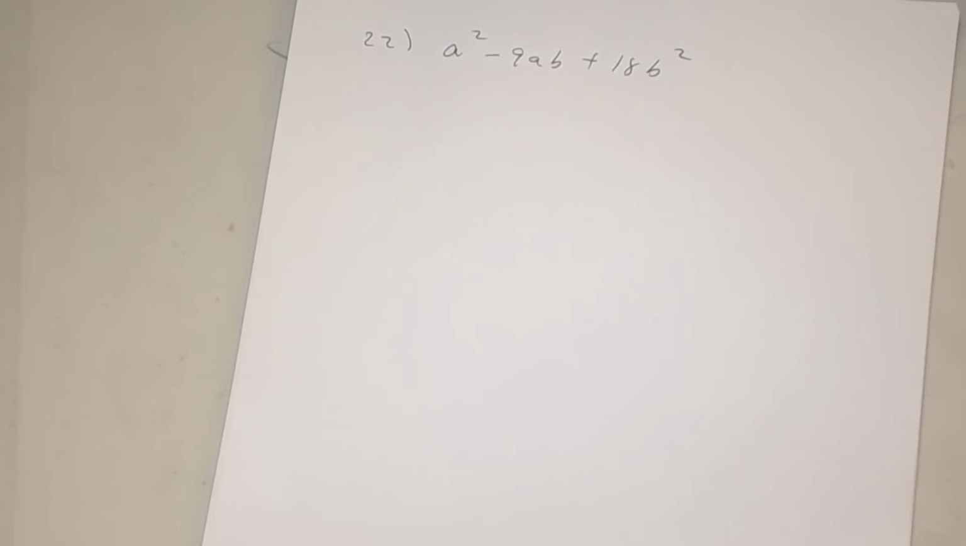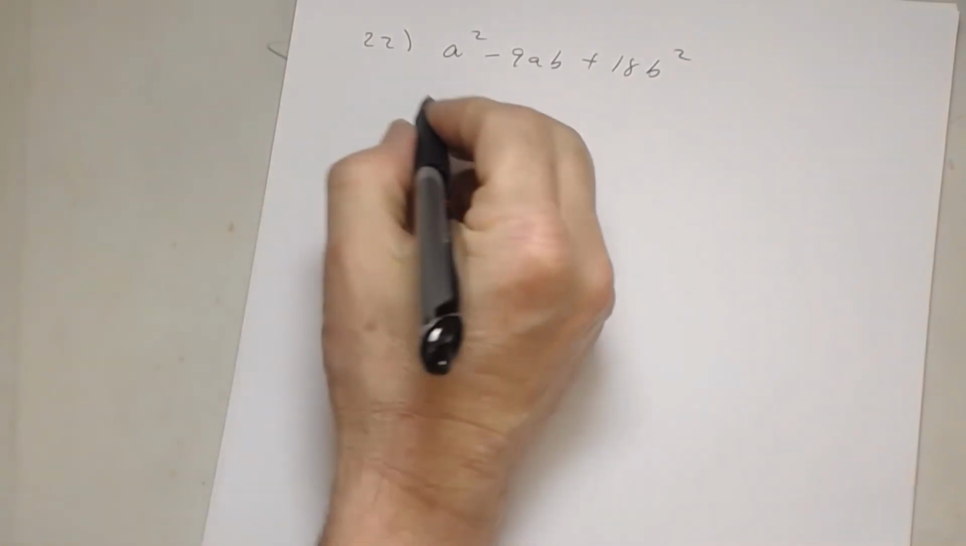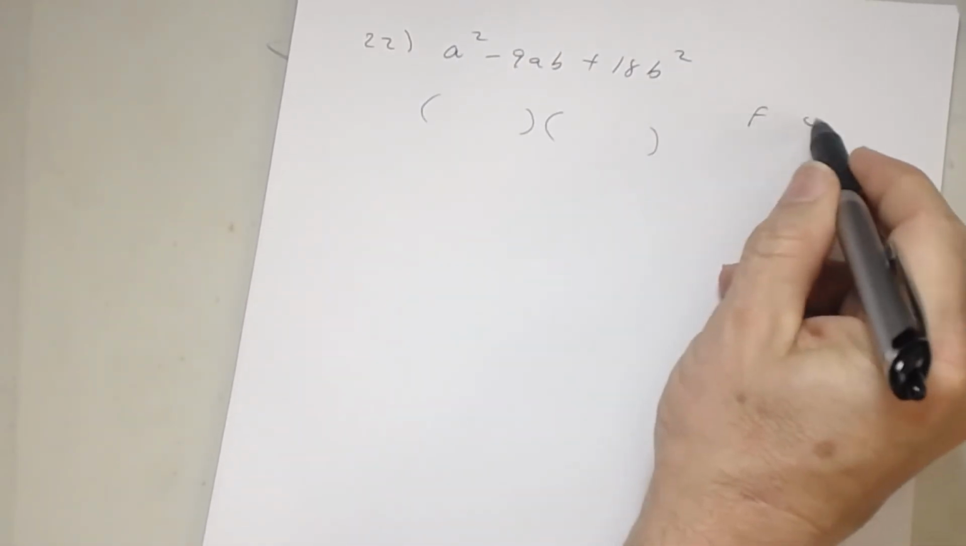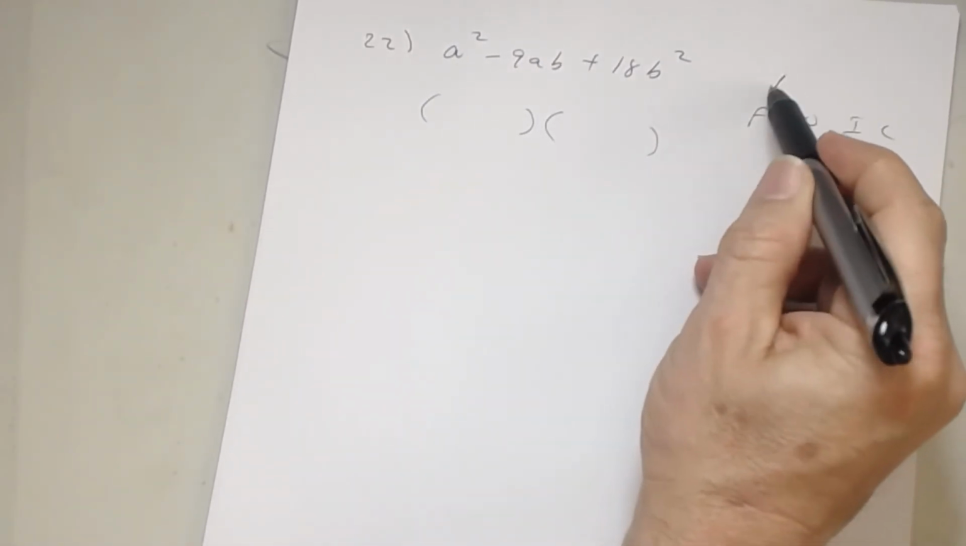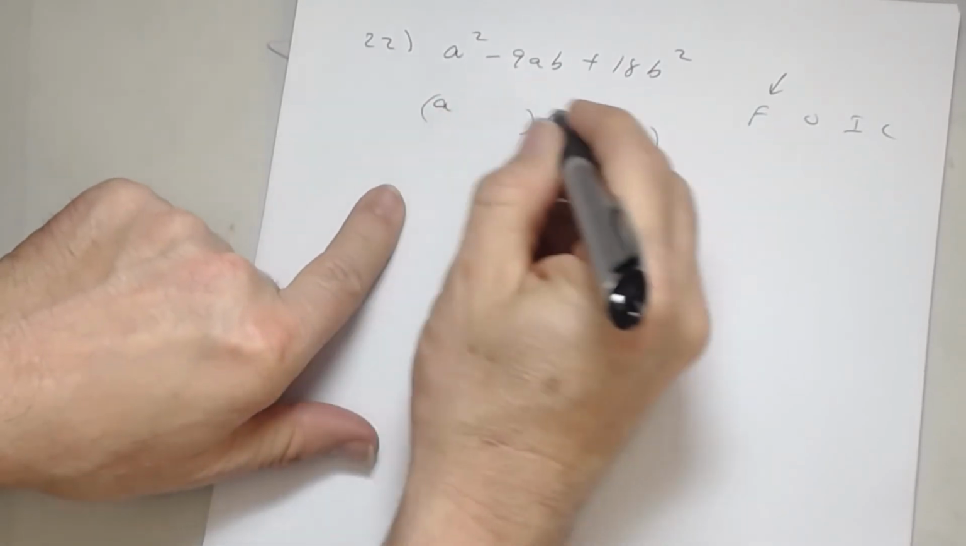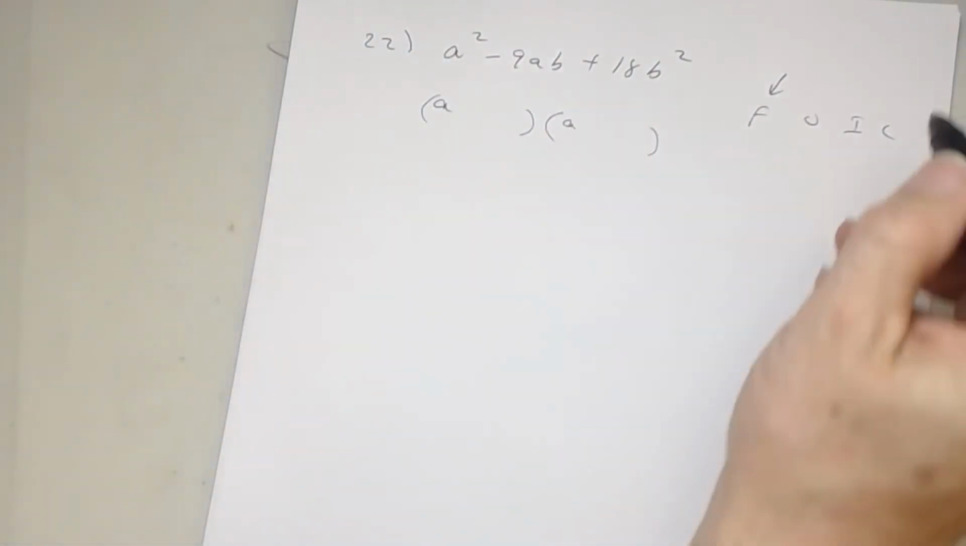What's the GCF? 1. So now we go to two binomials. Two binomials, and do FOIL. F is easy. What two things multiply together to give a squared? A and A. All right, now let's do the L.